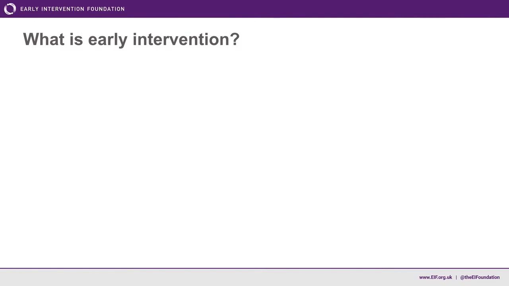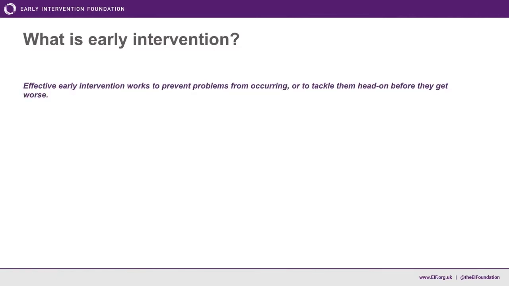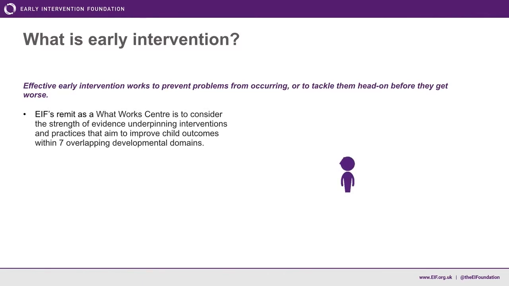Before introducing the 10 Steps framework, however, I think it might be useful to discuss what we mean by early intervention. Effective early intervention works to prevent problems from occurring in the first place, or tackle them head-on before they get worse. Our remit as a What Works organization is to understand the evidence underpinning interventions and activities that aim to support children's development in 7 important domains. These domains include children's physical development, their cognitive development, their behavioral or self-regulatory development, and their social and emotional development.